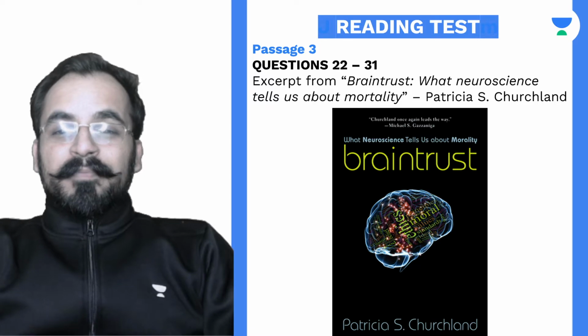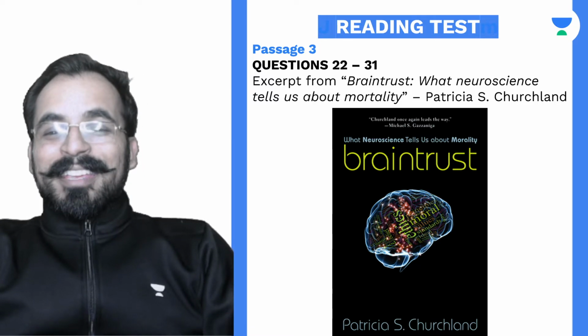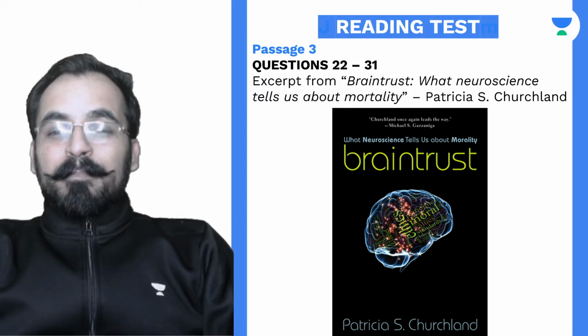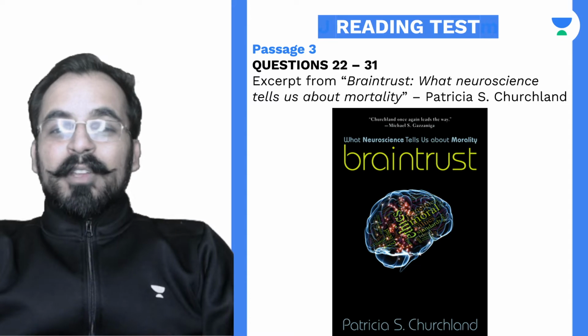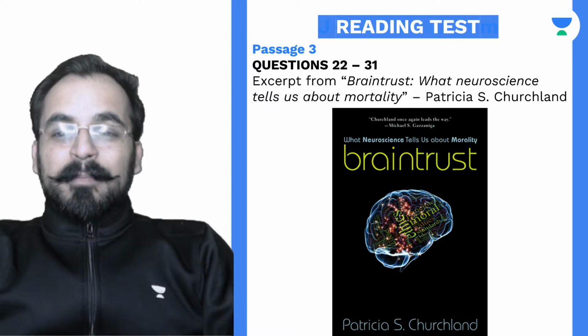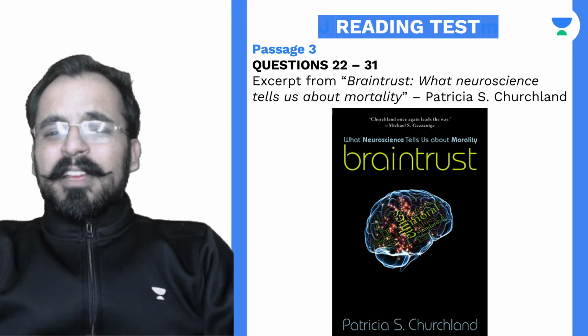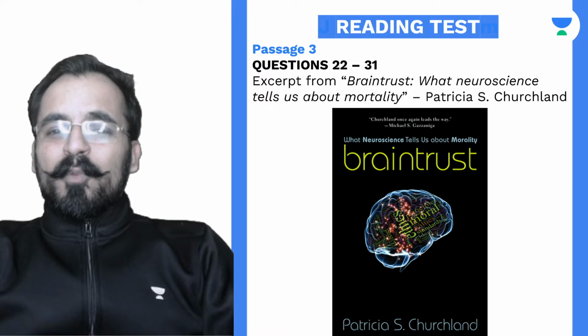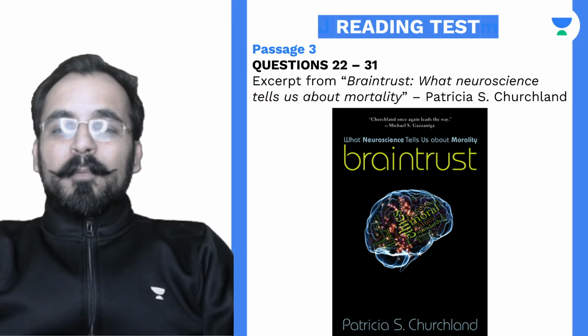Passage 3. It was a scientific passage by Patricia S. Churchland titled Brain Trust, What Neuroscience Tells Us About Morality. Again, some students have found it quite difficult, but you can browse for this and let us know. We'll have a detailed analysis of this text if you want.